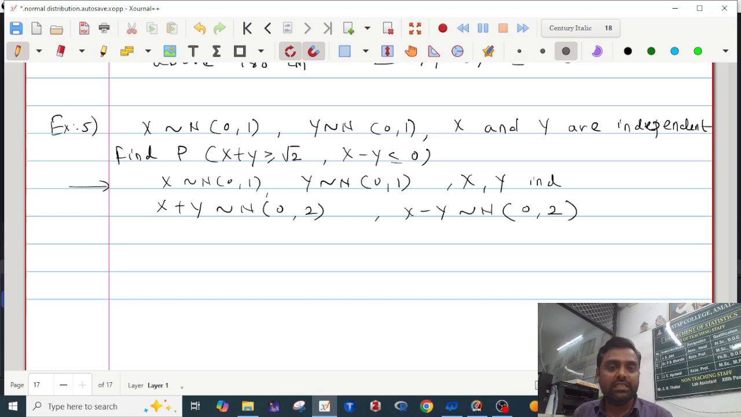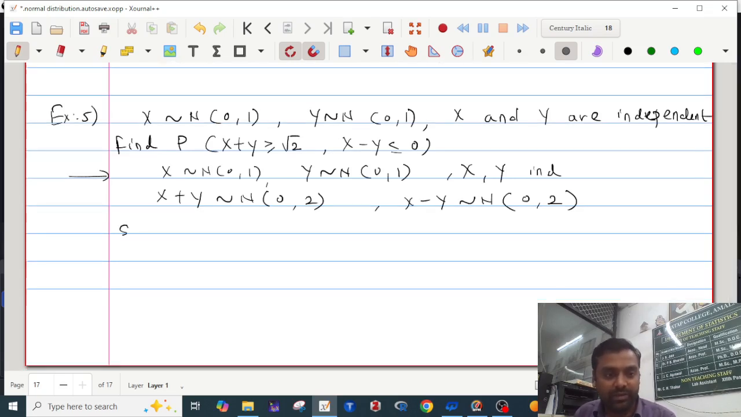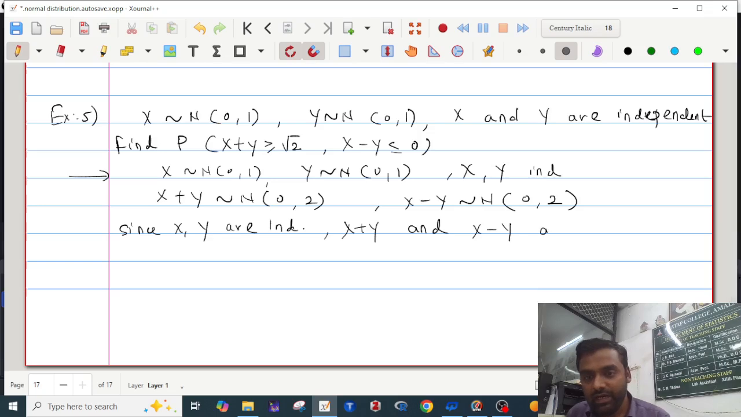So since X and Y are independent, therefore X plus Y and X minus Y are also independent.